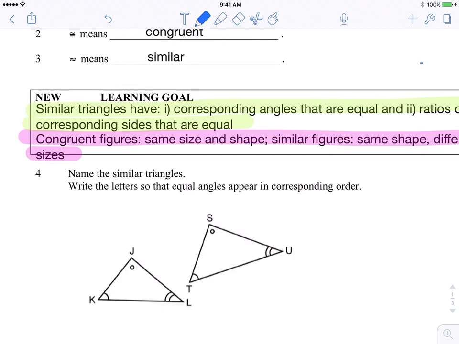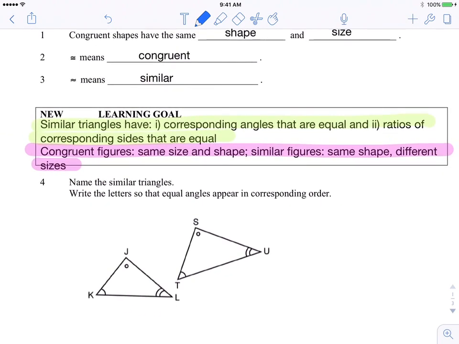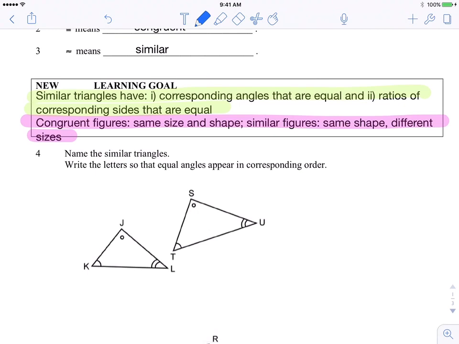Our new learning goals are that similar triangles have corresponding angles that are equal, and ratios of corresponding sides that are equal. We're going to do this on this handout as well. I'll prove both of these learning goals to you. Congruent figures have the same size and shape. Similar figures have the same shape, but they're different sizes. Let's take a look at that right now.